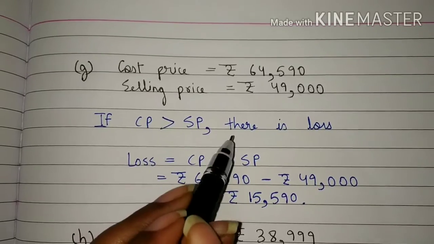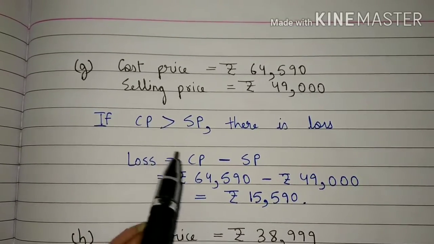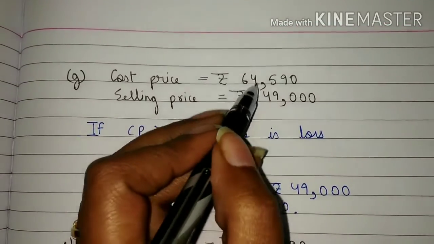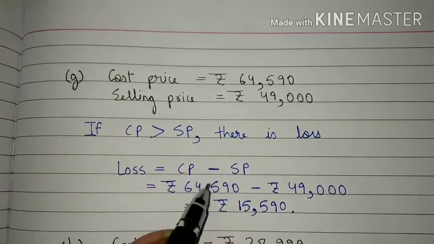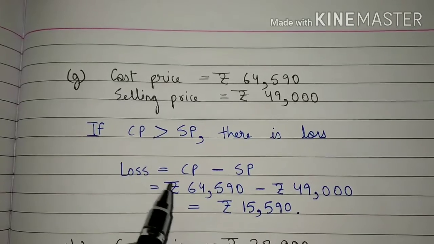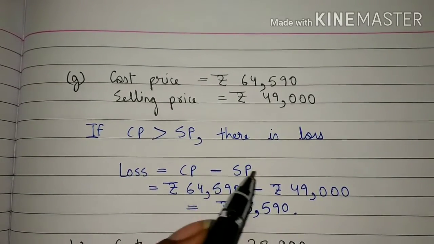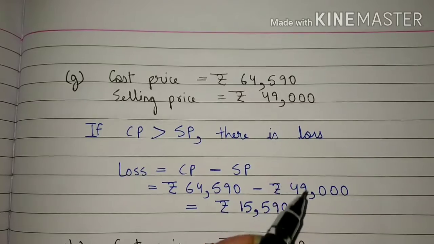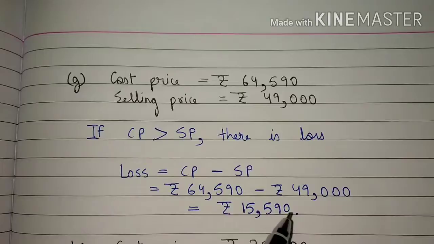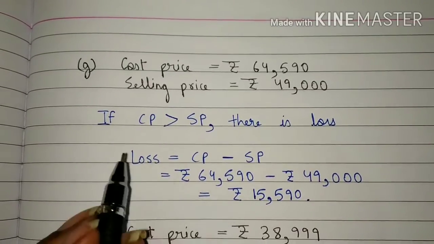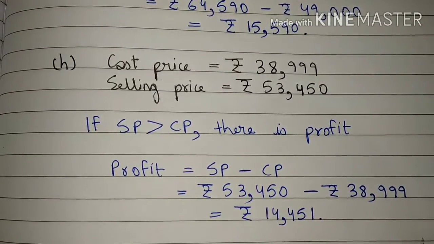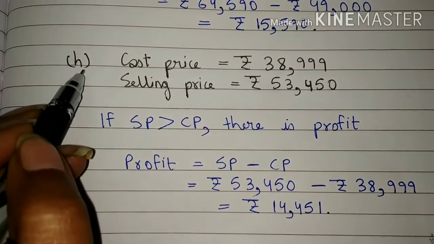Students, how will you calculate loss? Loss is equal to cost price minus selling price. Cost price is rupees 64,590 and selling price is rupees 49,000. So rupees 64,590 minus rupees 49,000 is rupees 15,590. So loss is rupees 15,590. Students, now come to H part.